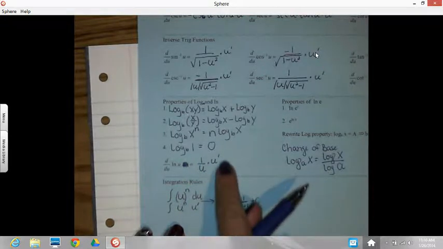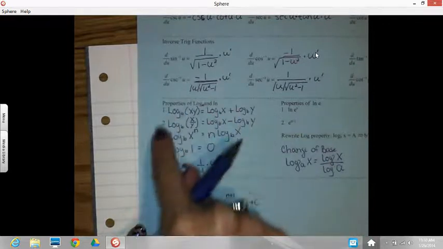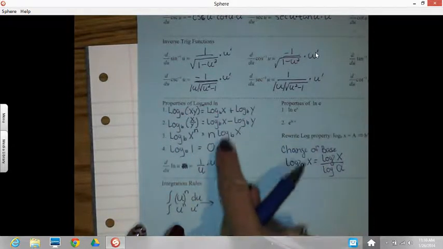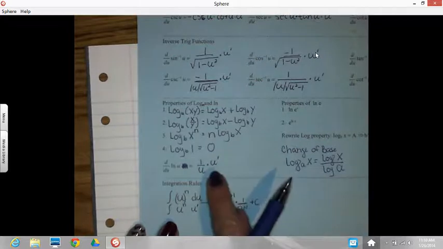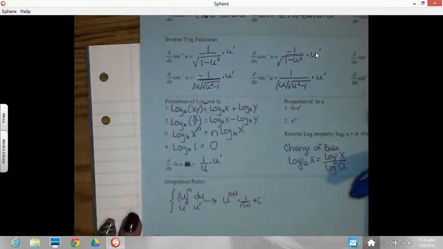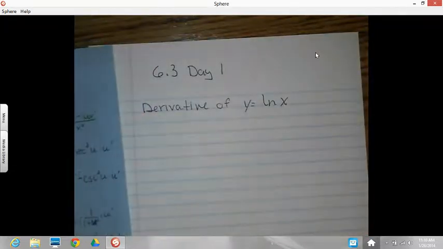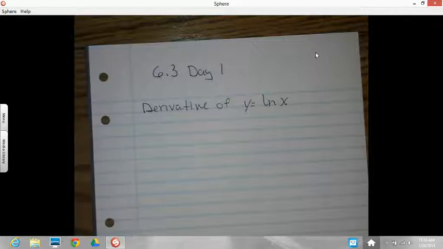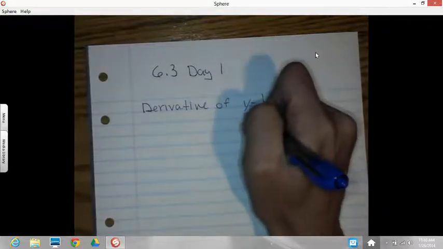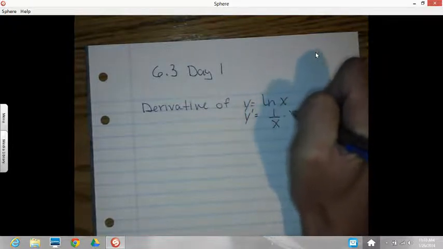Okay, today what we're going to be doing is simplifying our answers with these log properties. So these two are getting combined today. It's the easier day of the two. Tomorrow we're going to do antiderivative. That's a little more challenging, always. So, just using that rule, just examples. So y prime would equal 1 over x times x prime.